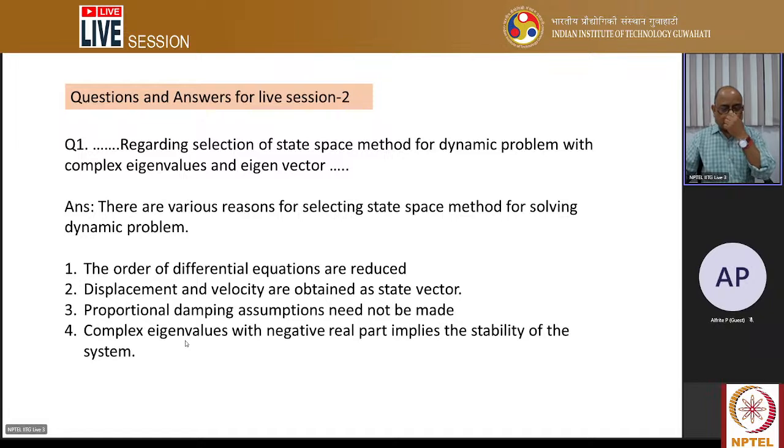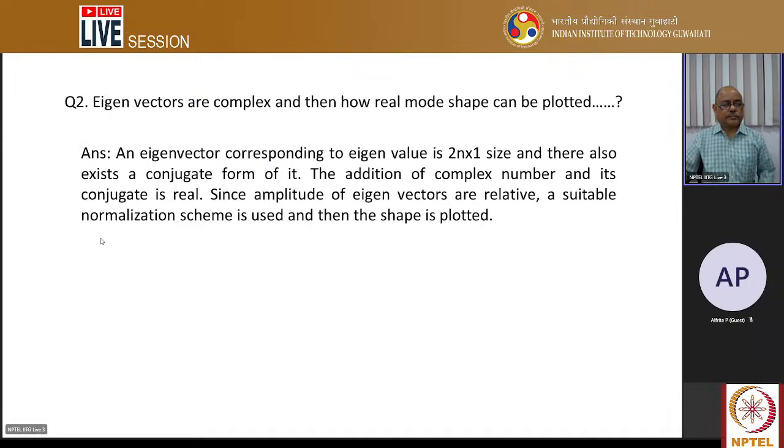Complex eigenvalues with negative real part also imply stability of the system. And lastly, I can also tell that this method can be used for active control, vibration control of the structure.